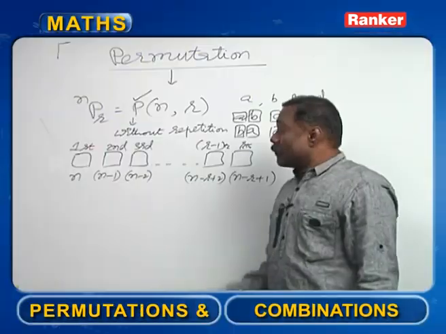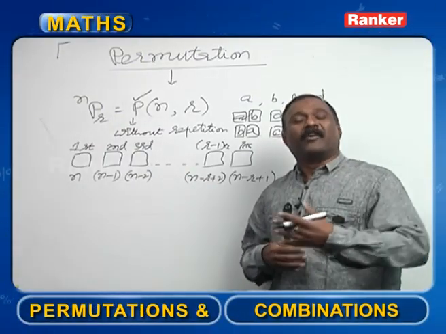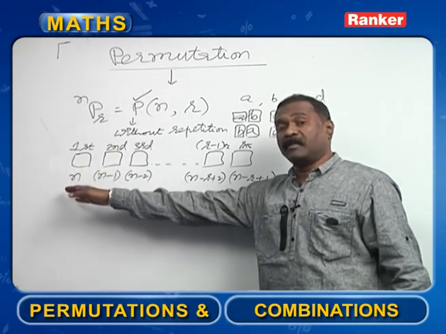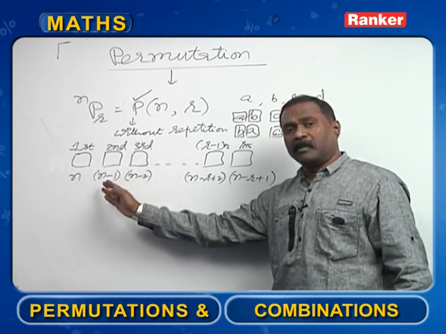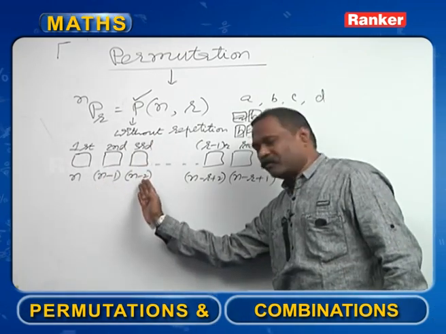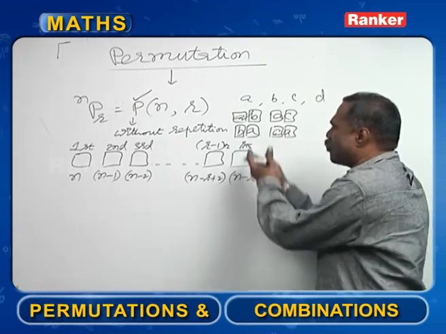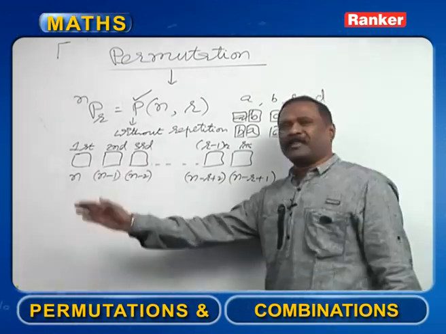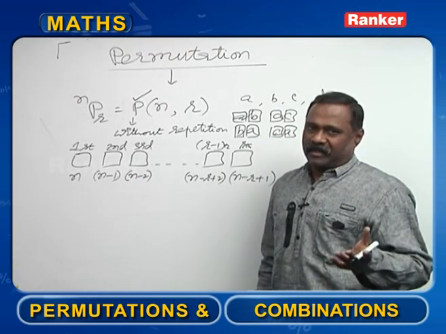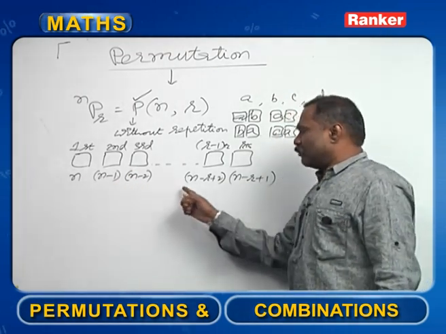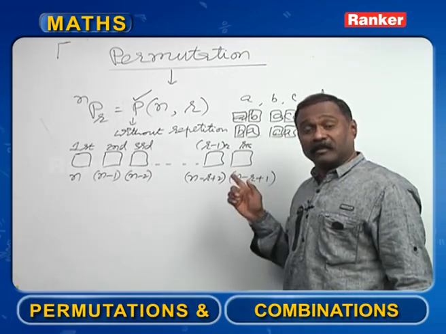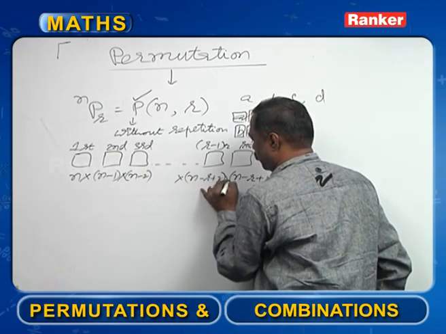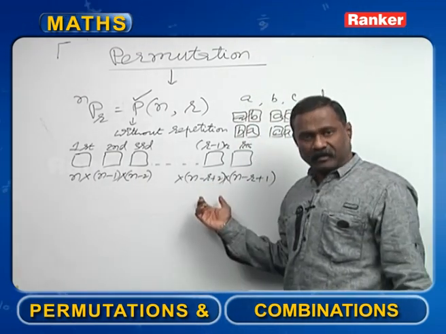So here also, it is simply based on the principle of counting. That's what you have to understand. What is the principle of counting? First operation can be performed in N different ways. Second operation can be performed in N minus 1 different ways. Third operation can be performed in N minus 2 different ways. And so on. Rth operation can be performed in N minus of R plus 1 different ways. So all these operations, one after the other or simultaneously, can be performed in N into N minus 1 into N minus 2, and so on, into N minus R plus 1 different ways. So you have to multiply this because these are all to be performed simultaneously or one after the other.